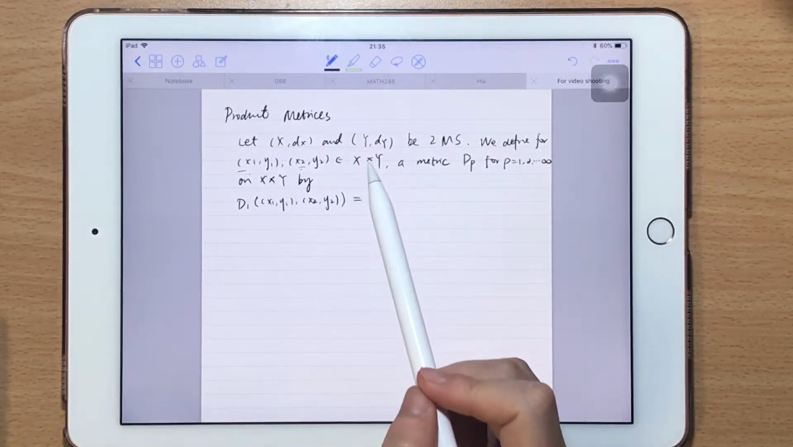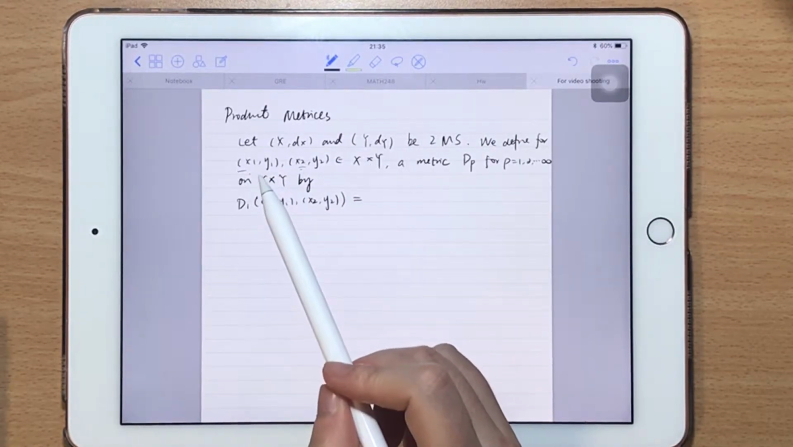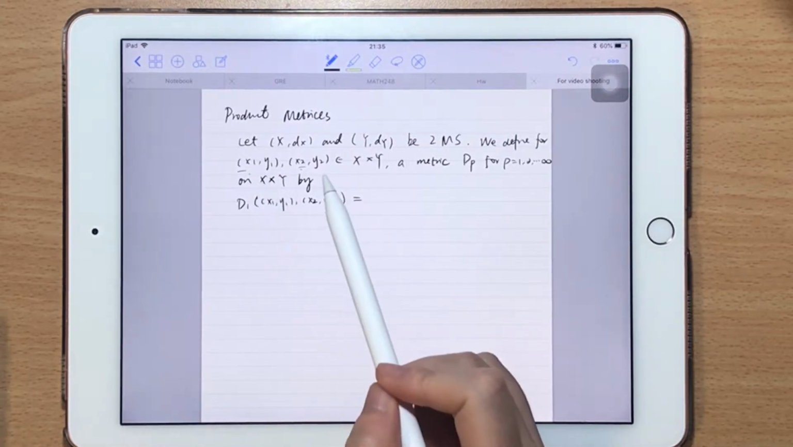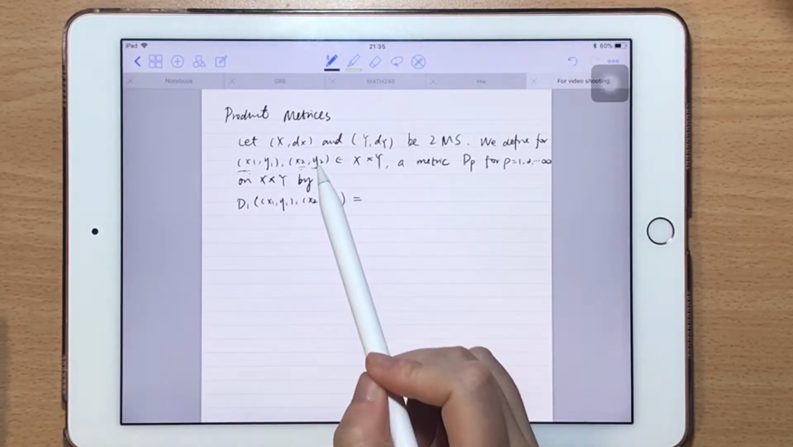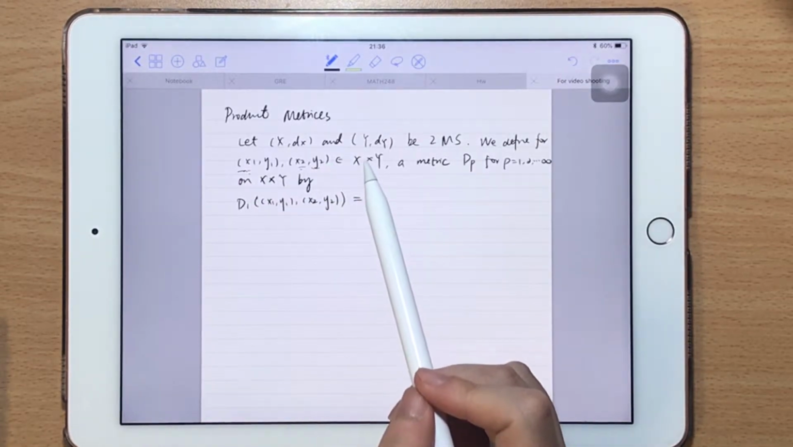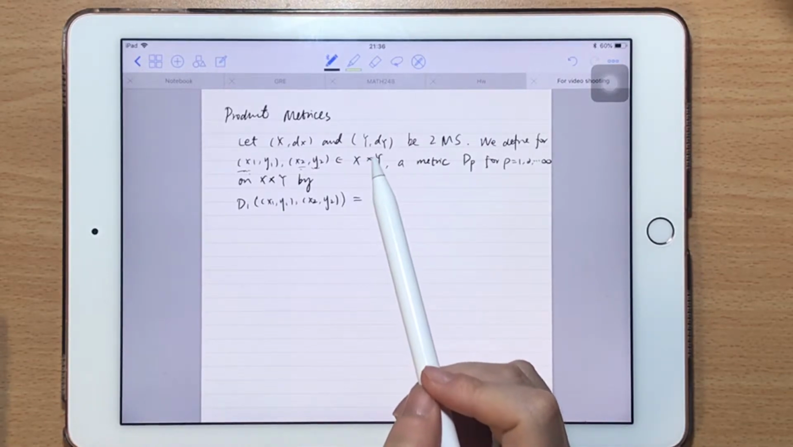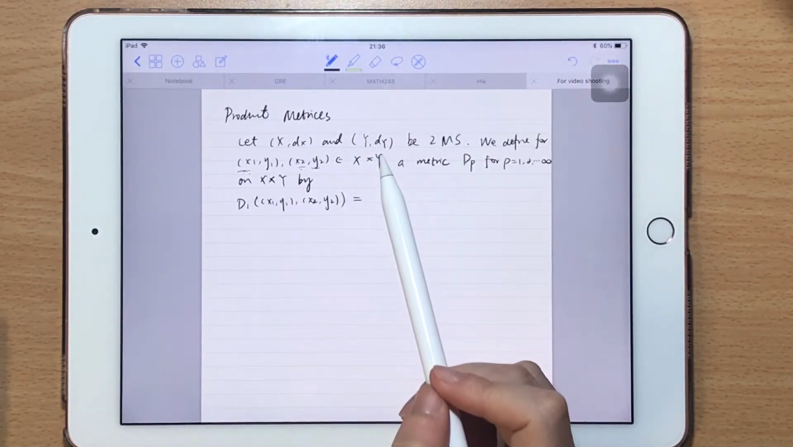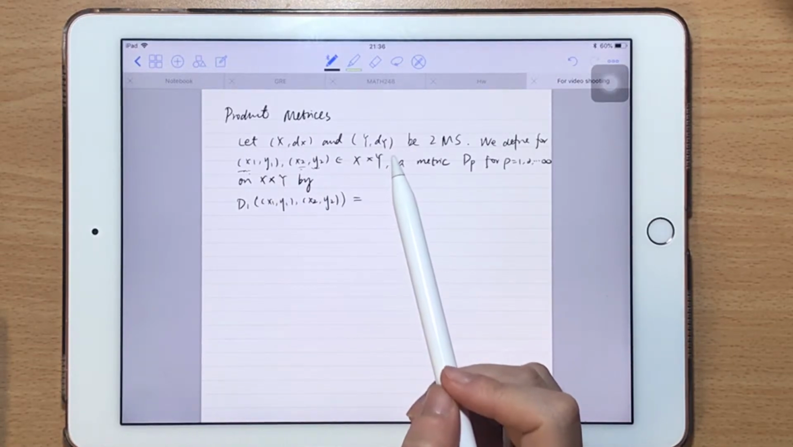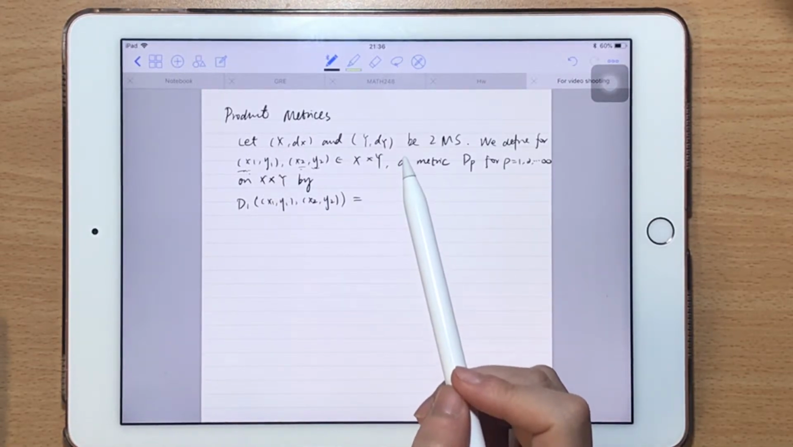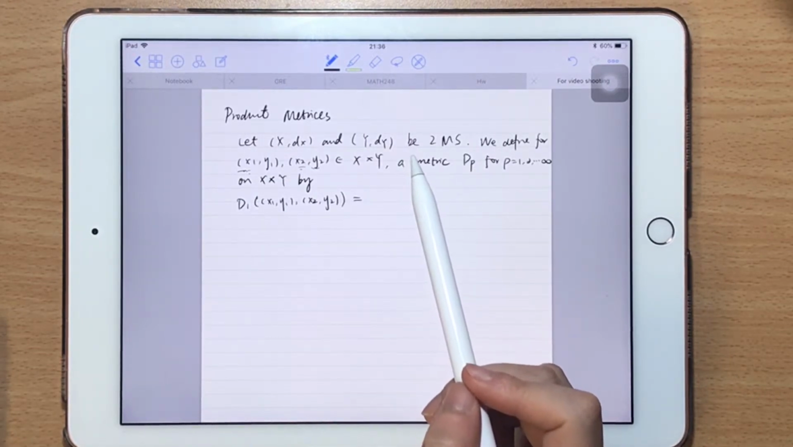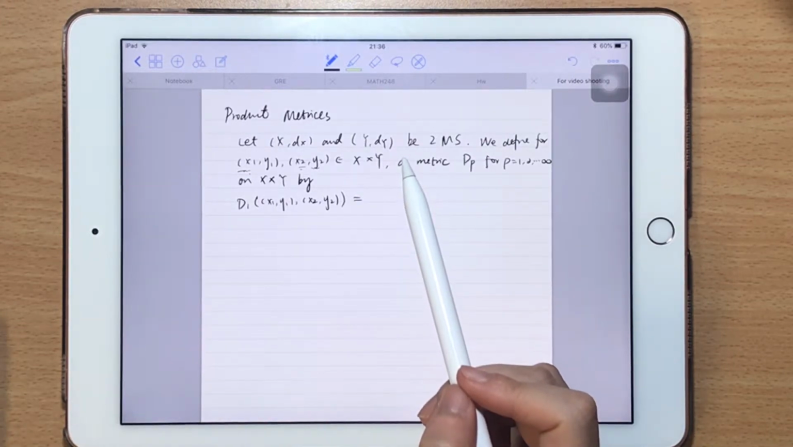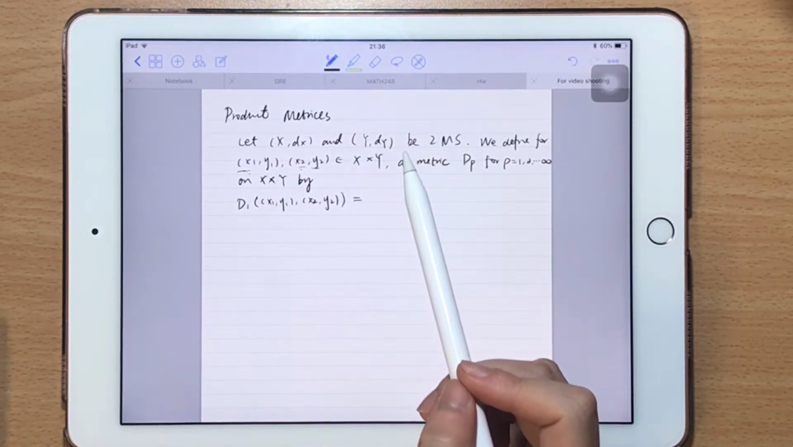And you cannot calculate the distance between x1 and y1, or x1 and y2. You cannot calculate the distance between some points from X and some points from Y, right? Because they are from different sets and they satisfy different metrics. It's like they are from different dimensions. You cannot add them up. It's like someone's height and someone's weight.